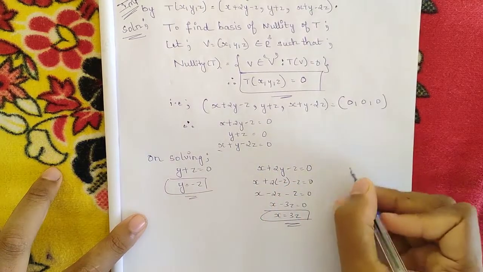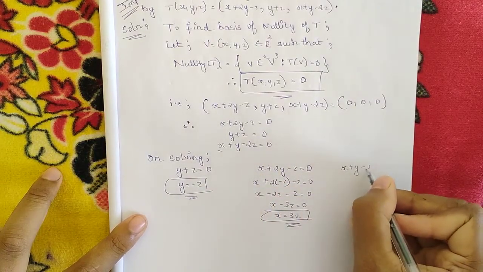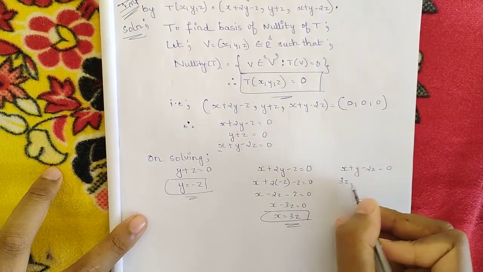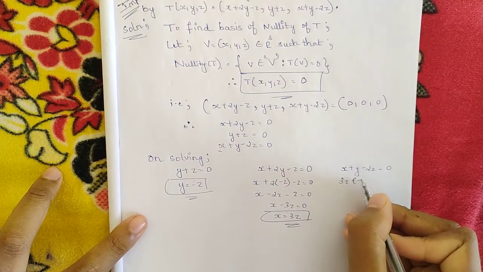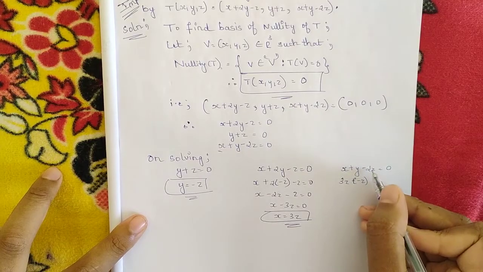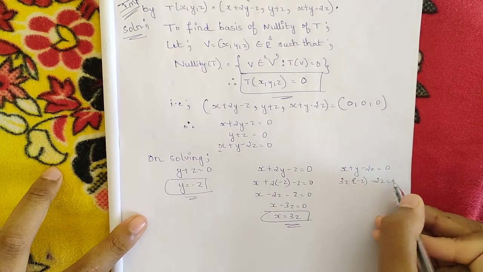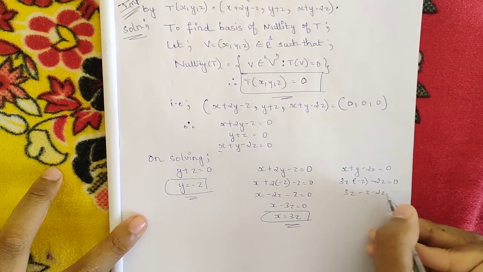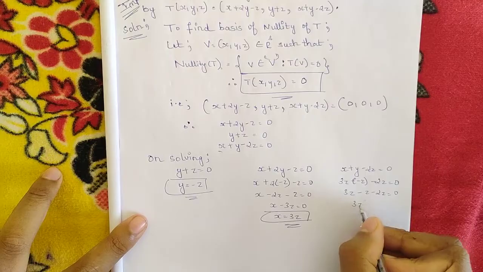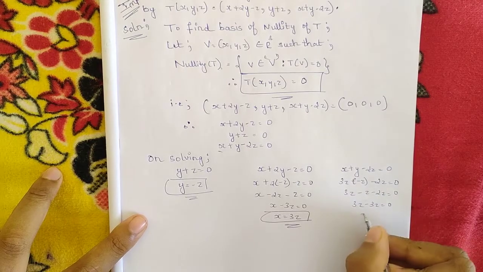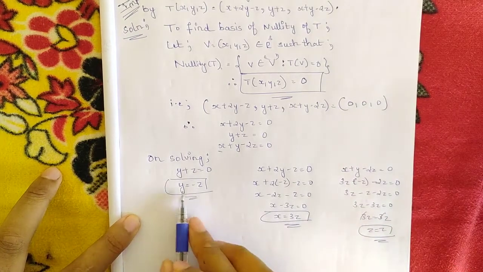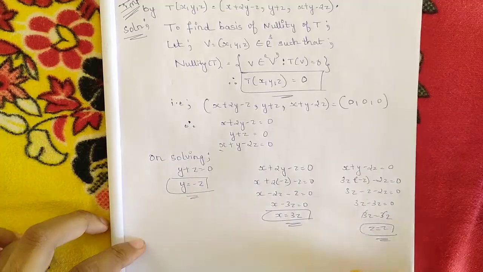And also this final equation, x plus y minus 2z equal to 0. So substitute the value of x as 3z, y as minus z, and 2z you keep as it is. So we would be getting 3z minus z minus 2z equal to 0. So 3z minus 3z equal to 0, or 3z equal to 3z. So we would be getting z equal to z. Okay, so we got all the values of x, y, z in terms of z only.